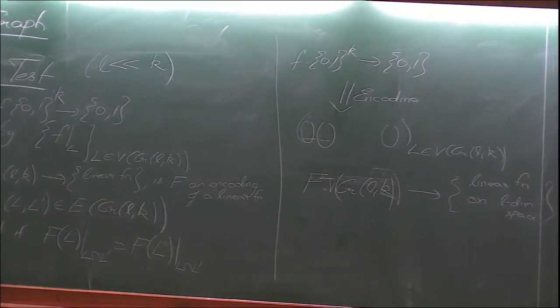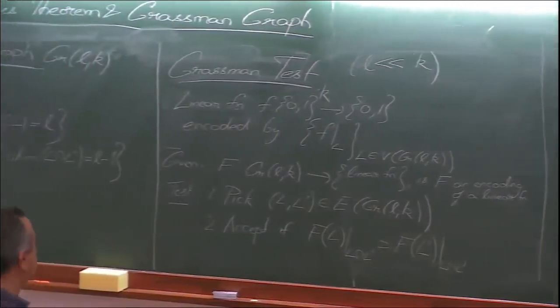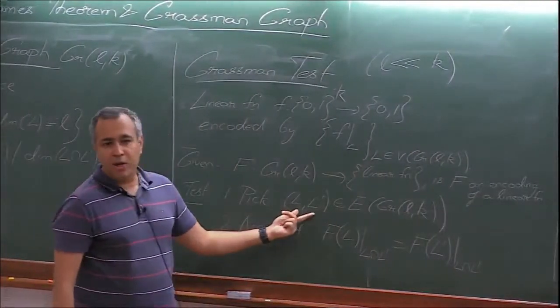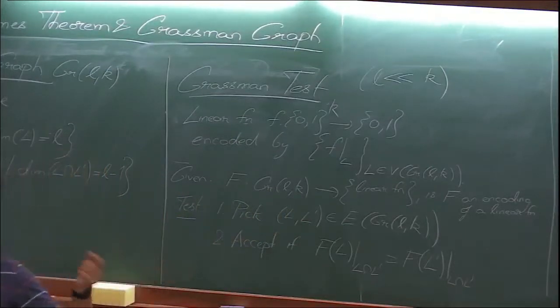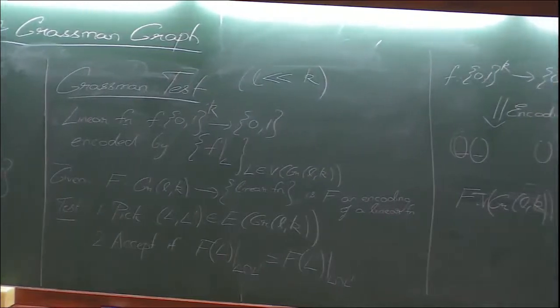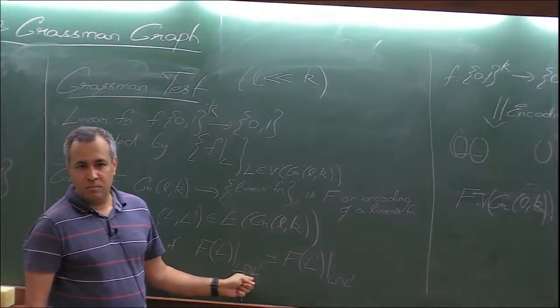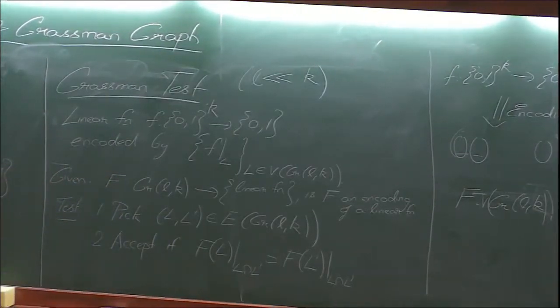What we are asking is, can I test this by looking at this encoding just at a few locations? And there's a natural test, which I'm going to call the Grassman test, which is just: pick a random edge in the Grassman graph, query this encoding at those two L-dimensional subspaces, L and L prime, and check that the corresponding linear functions agree on the intersection. This tells us that at least locally they are consistent. So this is sort of stating this encoding is locally consistent. Does it mean it is globally consistent?